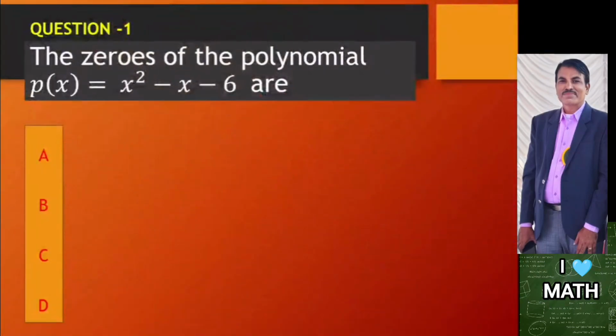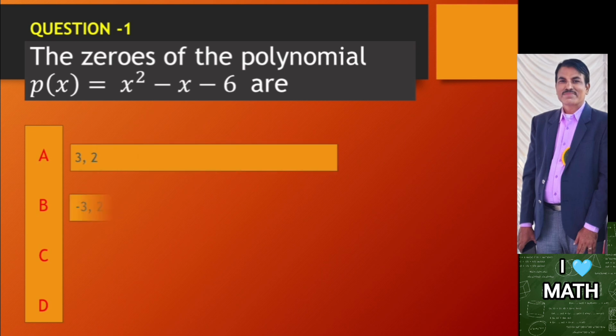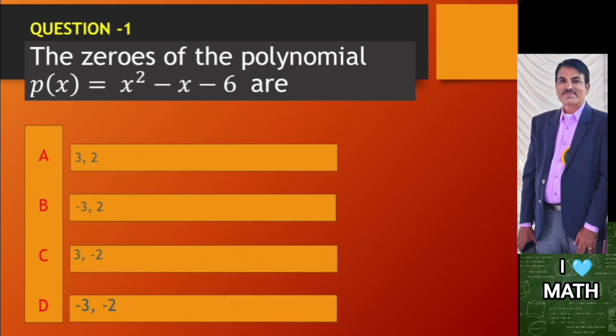Moving on to question number 1. The zeros of the polynomial p of x equal to x square minus x minus 6 are 3 and 2, minus 3 and 2, 3 and minus 2, minus 3 and minus 2. As I told you in the beginning, you can pause the video, try mentally. If that's not possible, use pen and paper. Note down the answer. Let's move to question number 2.